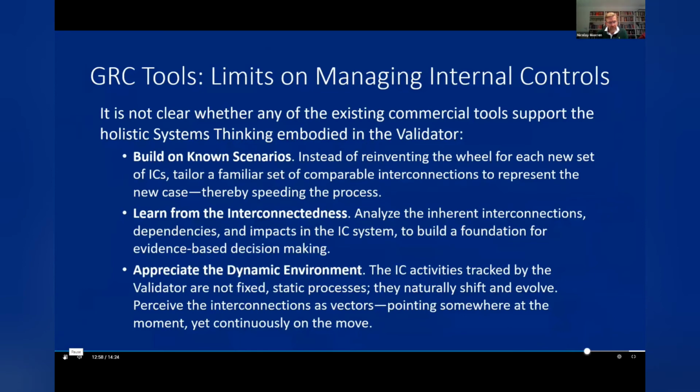So that's why we want to embody the virtues taught in the DSM community. Here's 3 of them. Build on known scenarios, don't reinvent the wheel. We use the N squared out of the Economics handbook. We use the interrelatedness of principles in the COSO model, all based on decades of experience by auditors and systems engineers. Secondly, we're learning from the interconnectedness that the DSM show. And we're doing that using a simple spreadsheet.